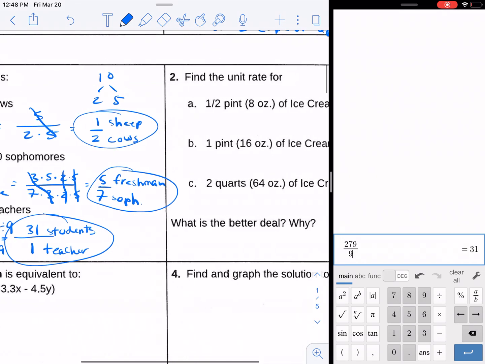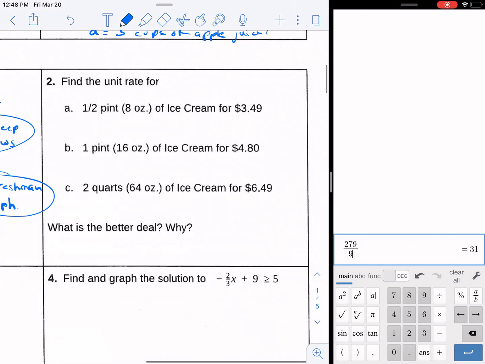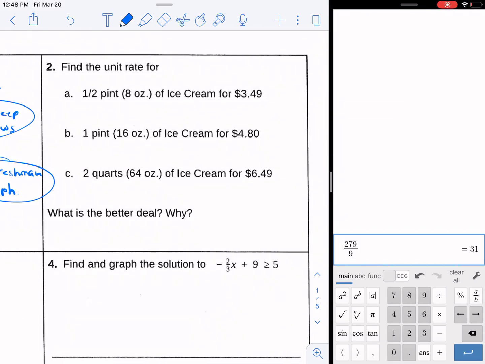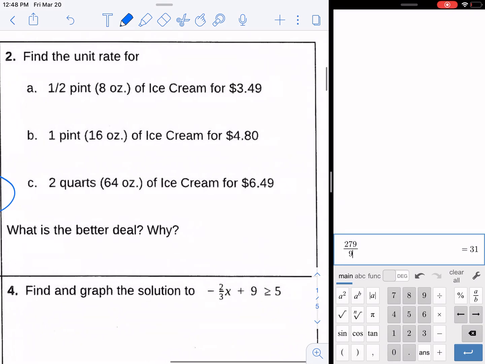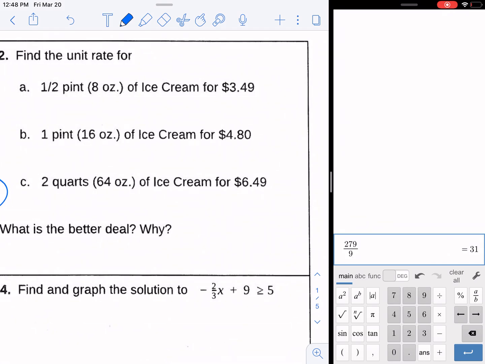Number 2, find the unit rate of ice cream for each one of these. What's the best deal? Easy stuff. So make sure you guys try these on your own first and then check right here. So I'm going to stick to ounces for all of these because it says ounces, so I don't want to deal with pints and quarts and all that nonsense.